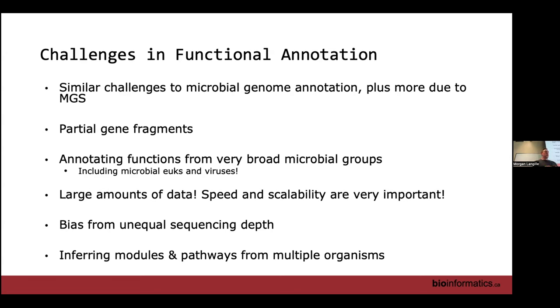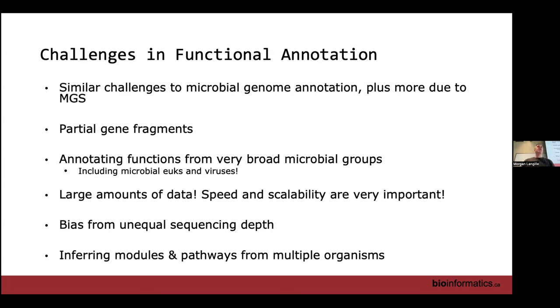Because we don't usually have the whole genome, unless, of course, we're talking about MAGs yesterday, where maybe you have most of the whole genome, we're often dealing with partial gene fragments. So instead of searching for a whole gene, you're searching for a part of a read. So that's problematic. We're annotating very broad microbial groups. So if you were annotating a particular bacterial genome, you would have a sense of what's in it, and you'd try to compare it to similar genomes. Because of this, we're spanning lots of different bacterial genomes, which means we have to have larger databases. But if you're interested in trying to capture things about microbial eukaryotes or even viruses, well, then that gets broader and even a bit more difficult.